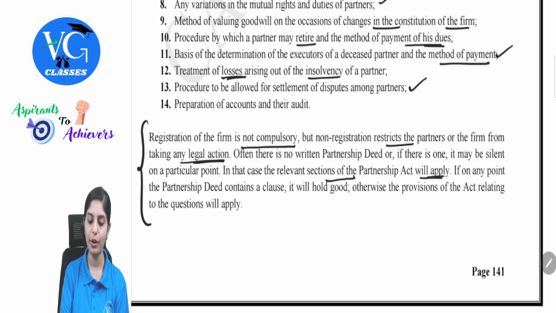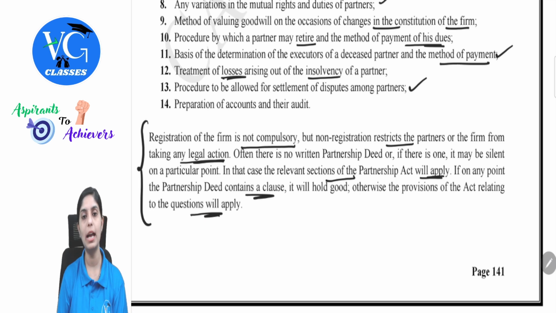If on any point the partnership deed contains a clause, whatever we saw, it will hold good. Otherwise, the provisions of the Act relating to the questions will apply. Now, what does this point mean? If a partnership deed specifies a particular point, that point will hold good. If by chance there is no written deed, or if the partnership deed is silent on a particular point, then there are some arrangements provided as per the Partnership Act that will still be relevant.